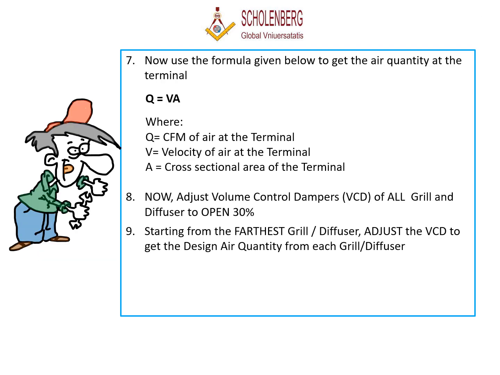Now use the formula given below to get the air quantity at the terminal. Q equals VA, where Q equals CFM of air at the terminal, V equals velocity of air at the terminal, and A equals cross-sectional area of the terminal. Now, adjust volume control dampers, VCD, of all grill and diffuser to open 30%. Starting from the farthest grill/diffuser, adjust the VCD to get the design air quantity from each grill/diffuser.